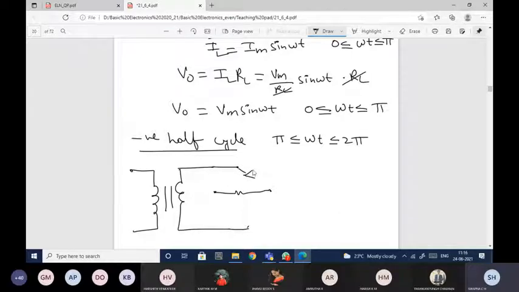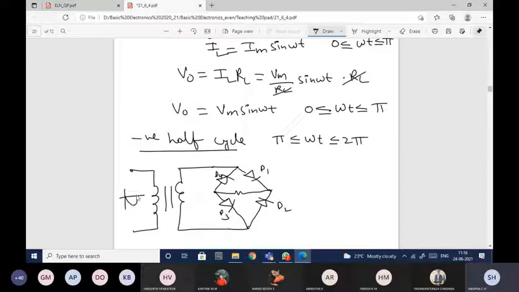Here I have diode D1. The opposite diodes are in the same direction. Okay, so this is diode D1, this is diode D2, this is diode D3, and this is diode D4.